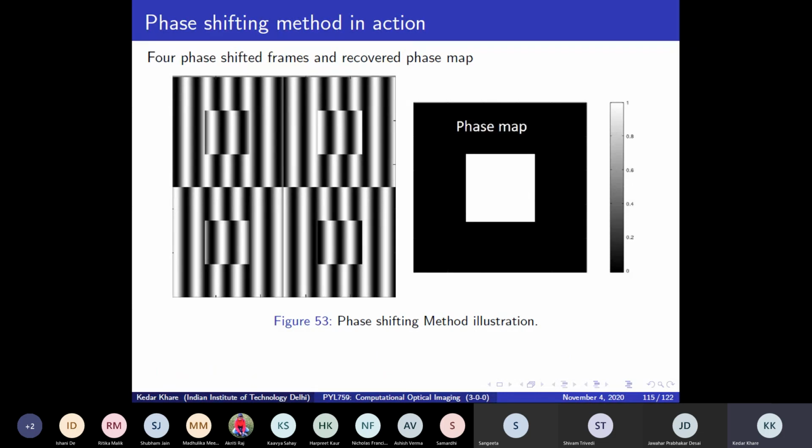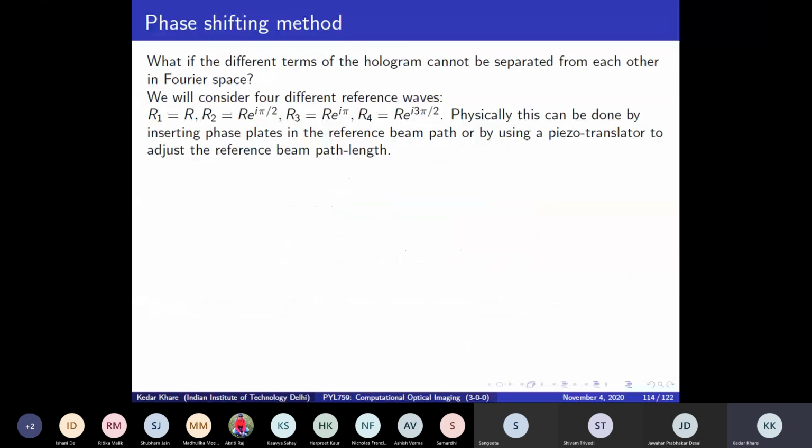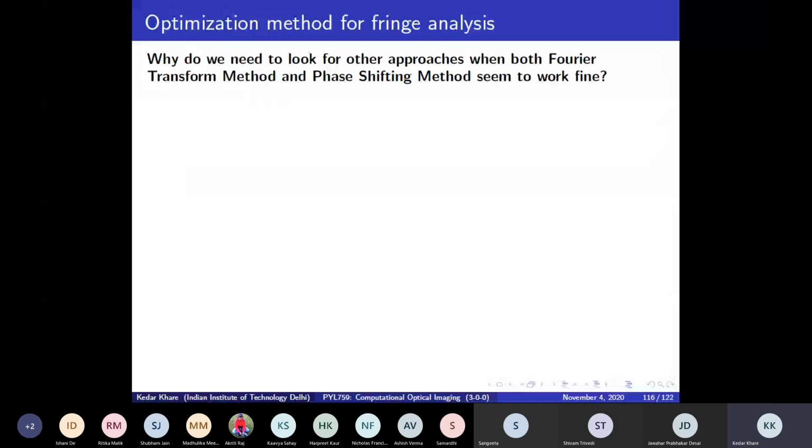So these two form the main traditional approaches to recovering the object field from the hologram or an interferogram. But in this class, we are going to look at a third method, which is a lot more recent. A lot of work in this area also happened in my group in IIT Delhi. So to some extent, the approach I'm going to teach evolved out of IIT Delhi work. Not too many people have taken this approach, but it has a lot of advantages.